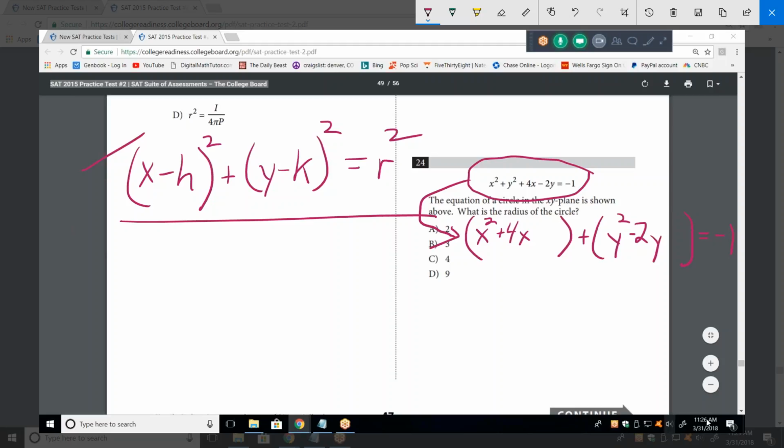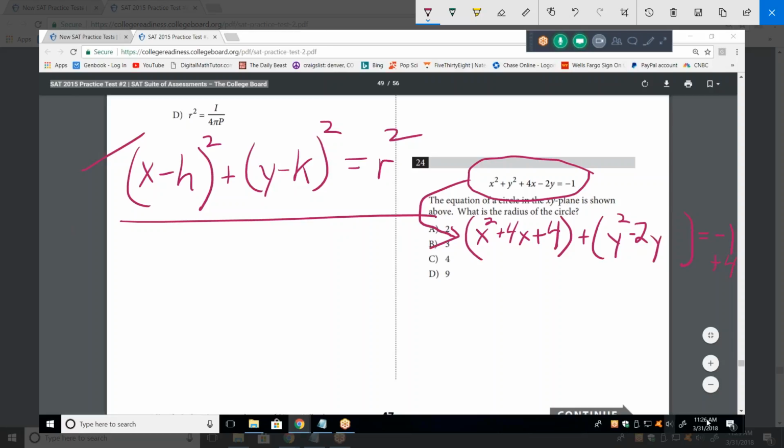You need to get it so that... there's a technique. You've got to memorize the technique. You take half of the coefficient of the x term and you square it. So half of 4 is 2, and 2 squared is 4. It is always added. Now, I just added 4 to the left side, so I've got to add 4 to the right side to balance things out.